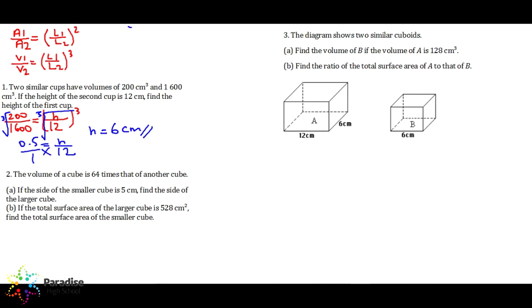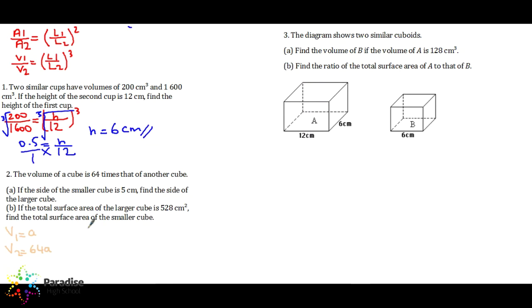In the second question, it says that the volume of a cube is 64 times another cube. So let's say that there is volume 1 and volume 2. If volume 1 is a cubic centimeters, volume 2 will be 64 times that, 64a. If the side of the smaller cube is 5 centimeters, find the side of the larger cube.